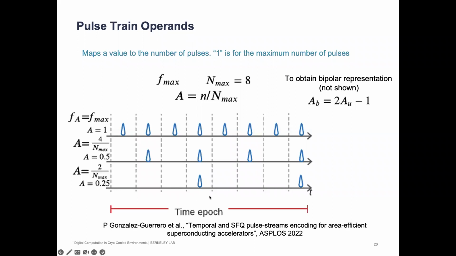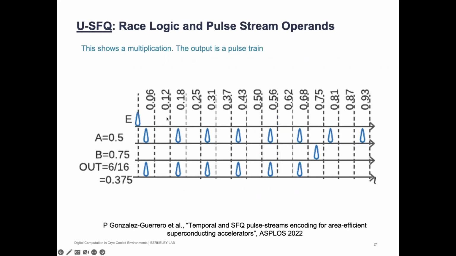So now we change the semantics of our multiplication to be something like this. Again, we have epochs. We have a pulse that tells us the epoch began. This operand here, alpha, is a pulse train. The second operand, B, is race logic. My pulse train operand has a value of 0.5 because I have half of the pulses. It's just an example. The race logic operand is 0.75 because, remember, race logic will give you 1 pulse per epoch, and the 1 pulse arrived at 0.75.